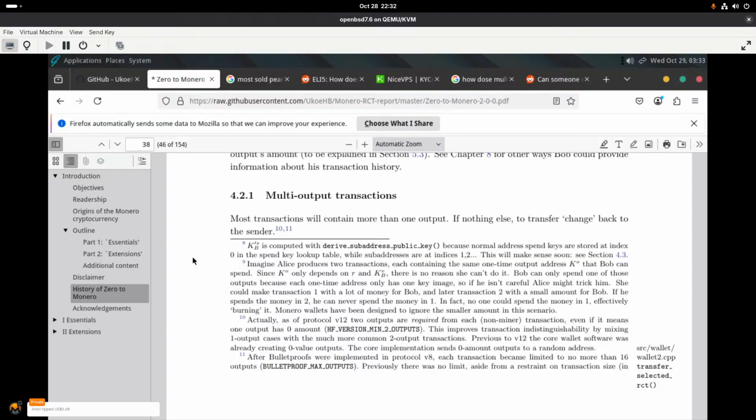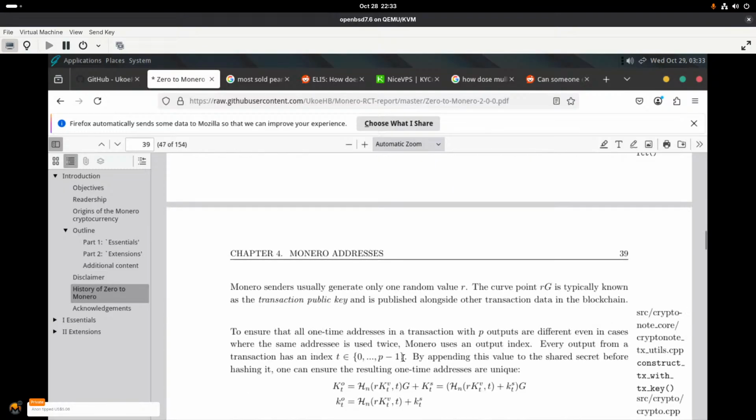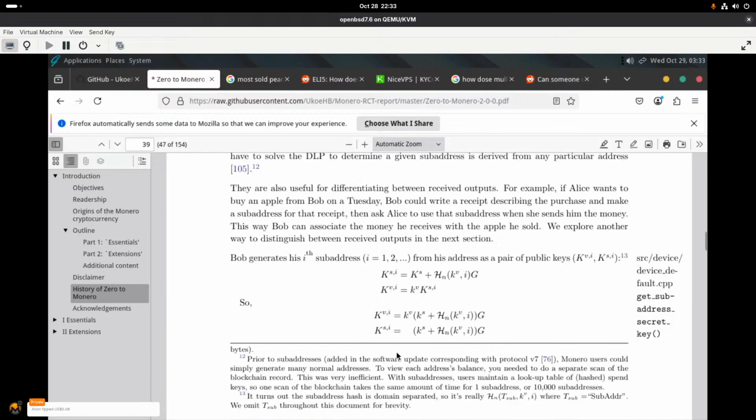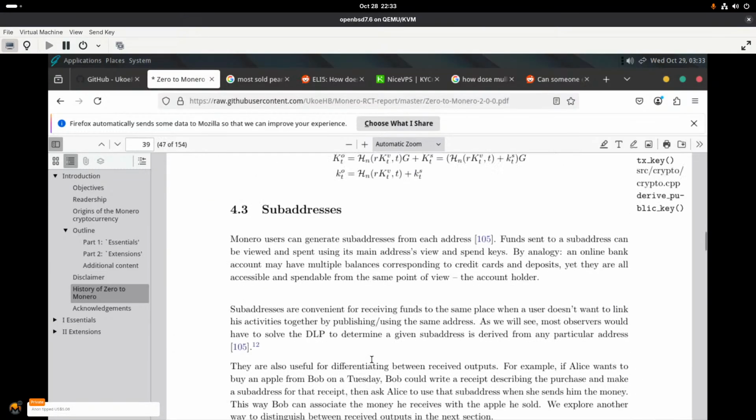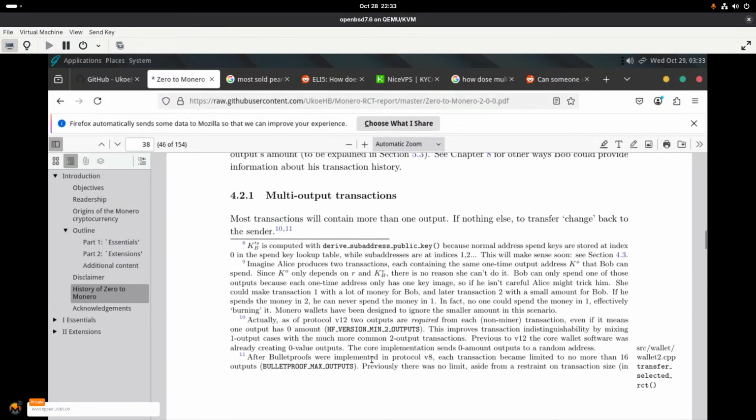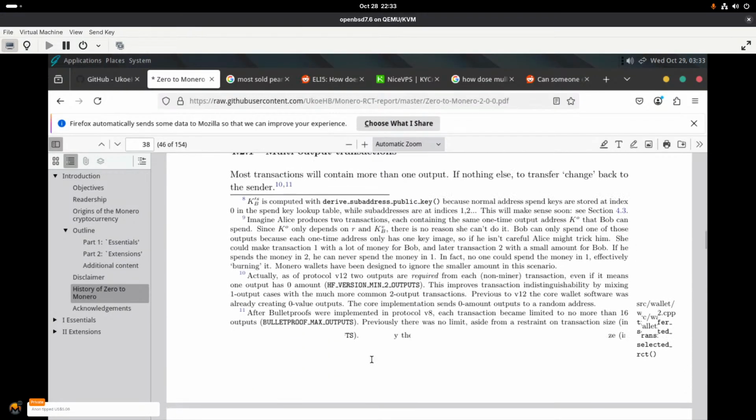Most transactions will contain more than one output. If nothing else, to transfer change back to the sender. Interesting. Nice, subaddresses, stuff like that.